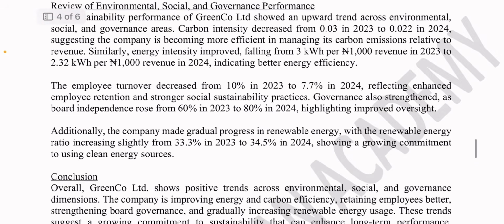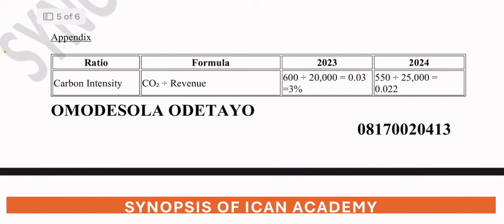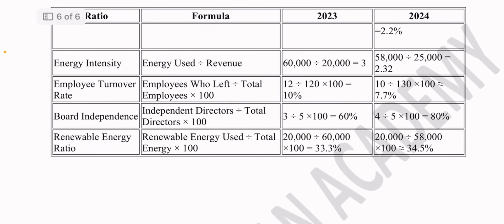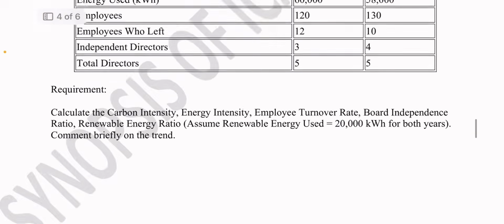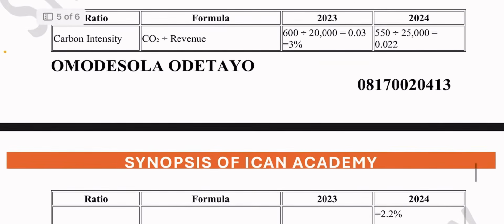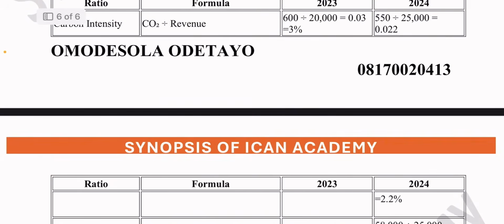You have your interpretation. Before you even look at your interpretation, in your appendix section you have a ratios formula table, and you calculate. The formula for carbon intensity is the carbon emissions divided by the revenue. So you get that. Then your energy intensity. You just keep applying the formula, just like the normal way you do ratios, to get the answer. All right. So when you are done with that, then you start to interpret. In this case now, you can see the carbon intensity. What happened now? We have 3% and we have 2.2%, you understand? 3% and 2.2%. So there was a decline.